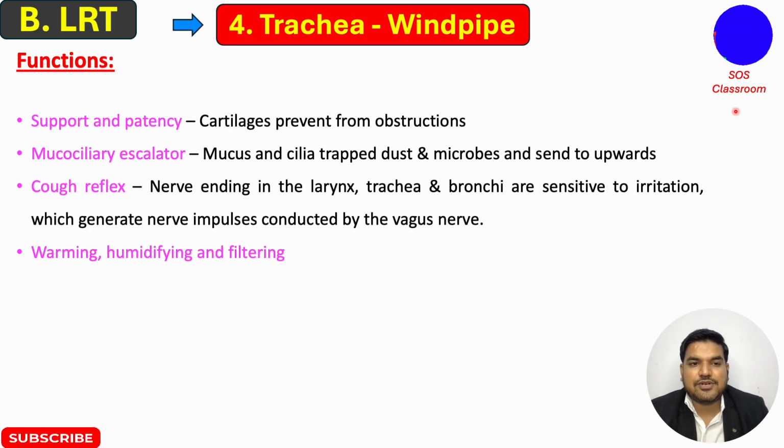What are the functions of the windpipe, or what is the function of the trachea? The first function relates to the C-shaped cartilages. They support and maintain patency of the trachea and prevent obstruction during swallowing of food into the esophagus. When you are swallowing, you cannot breathe, because of the opening of the esophagus and closing of the trachea.